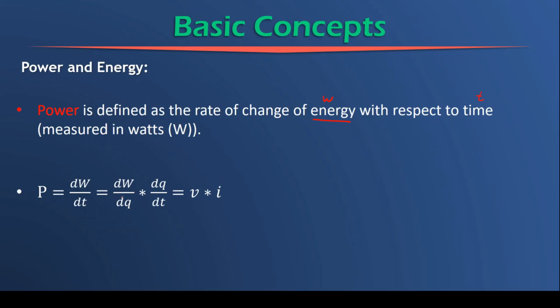But we can expand this further to say that dW/dt can be broken up into dW/dq multiplied by dq/dt, right? These two can cancel out, which still gives you dW/dt, right? And if we further expand that, we remember that the rate of change of energy with respect to charge is known as the voltage, and the rate of change of charge with respect to time is known as the current. So we now know that a standard equation for power will be given as voltage multiplied by current.